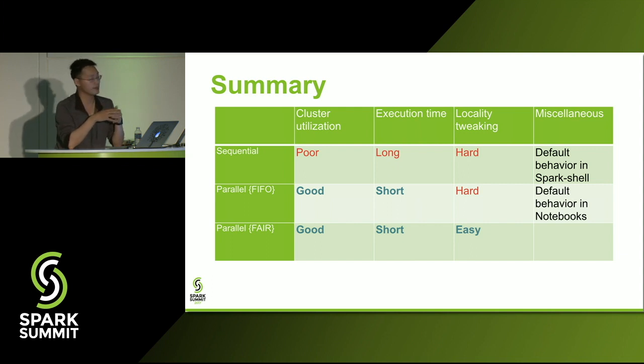And the FIFO scheduler and parallel submission is almost like the behavior in a Jupyter Notebook or a Zeppelin Notebook, because you can do multiple things in the same notebook. So you are able to submit multiple jobs naturally. In this case, we actually think the fair scheduler can always be better than a FIFO scheduler, because it doesn't really make any difference if you have one job running. But when there are two jobs running, FIFO is always going to have a better locality than the fair scheduler.